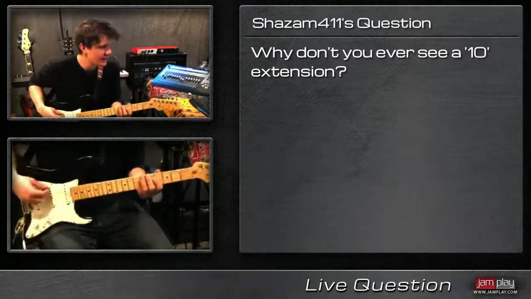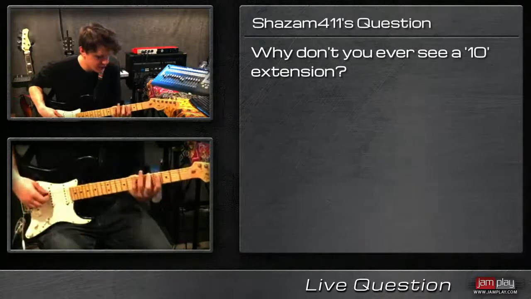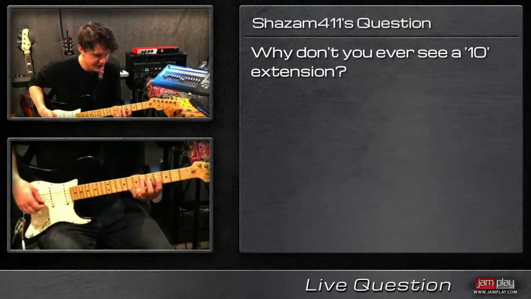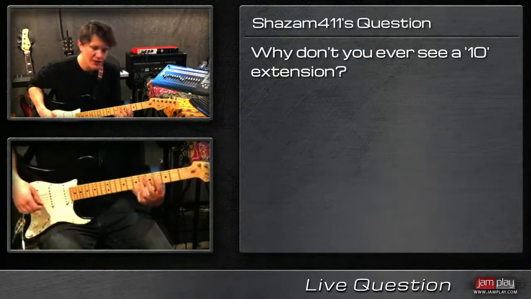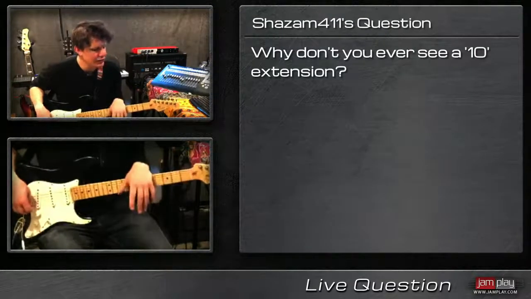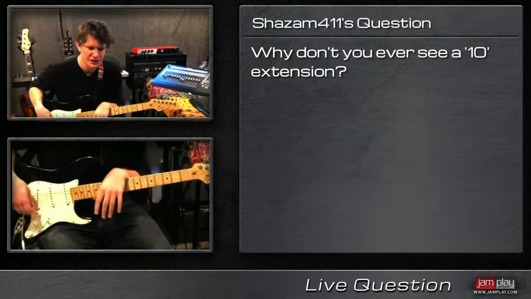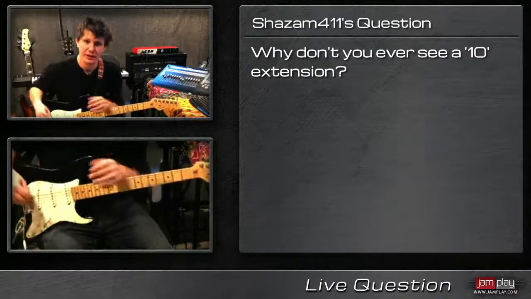So if I was in the key of A major, this would be my 1. So I'd go 1, 2, 3, 4, 5, 6, 7. And then instead of saying 1 again, let me say 8, 9, 10. So my 10 is actually my third. And in that way, we wouldn't really ever say a 10 extension, because for the most part, whenever we're talking about any of these chords with extensions, the third is already implied within it, right?